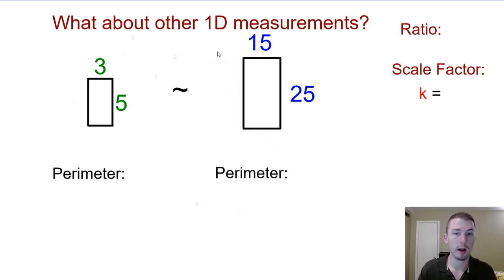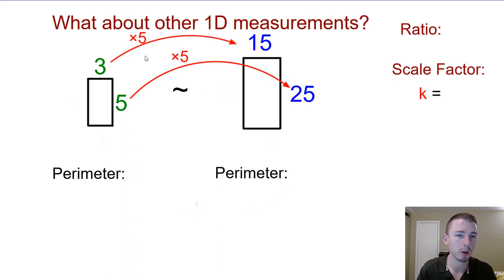All right, so what about other one-dimensional units? So like the perimeter. So these two are similar because well, we can see like our scale factor here. If I go from 5 to 25, what am I multiplying by? Well, I'm multiplying by 5, right? Okay, so if I go from 3 to 15, I'm also multiplying by 5. And so it's the same scale factor. They're growing at the same ratio or at the same rate. So they are going to be similar to each other.